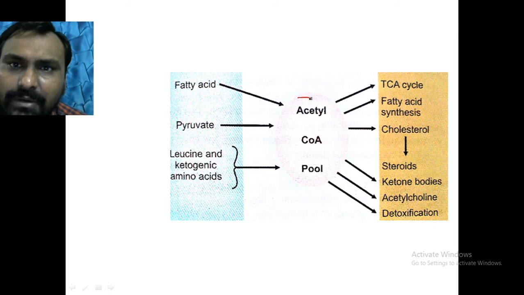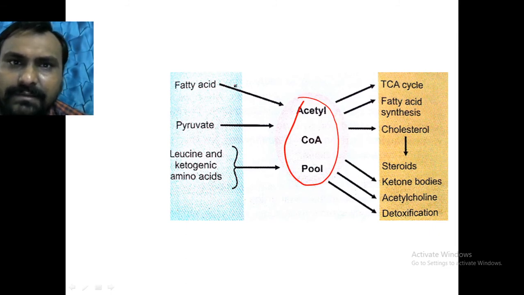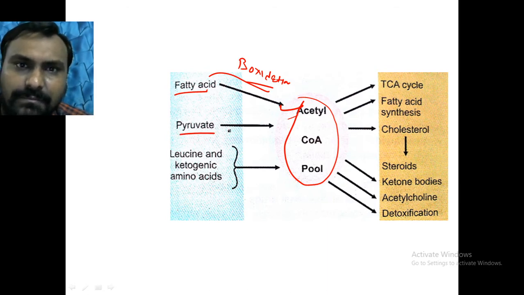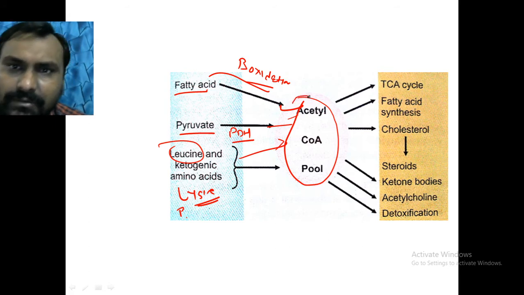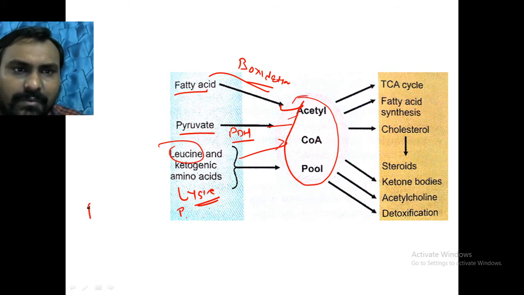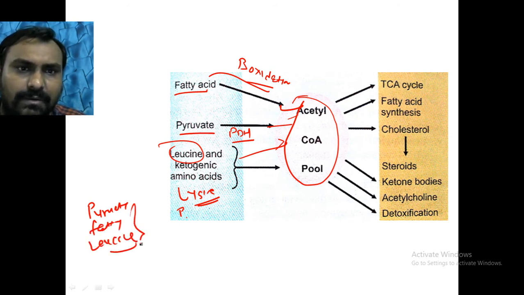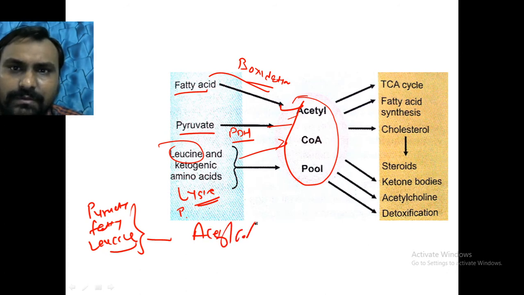So how does this acetyl CoA pool work? This acetyl CoA is synthesized from fatty acids by beta oxidation. We have seen fatty acids are oxidized to ultimately form the 2 carbon acetyl CoA. Then pyruvate dehydrogenase enzyme converts pyruvate to acetyl CoA. Leucine and ketogenic amino acids like lysine, and others like phenylalanine and tyrosine, will ultimately form acetyl CoA. So this acetyl CoA is formed from pyruvate, fatty acid oxidation or amino acids like leucine. What is its use?